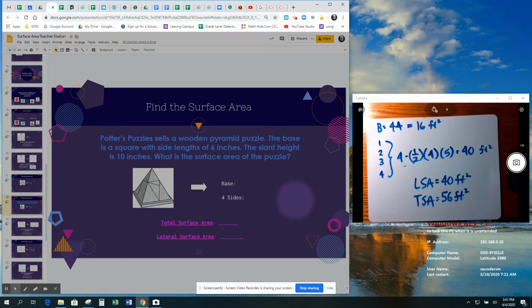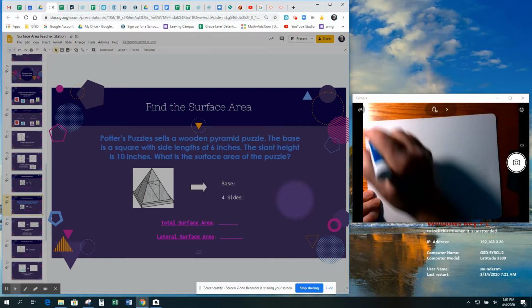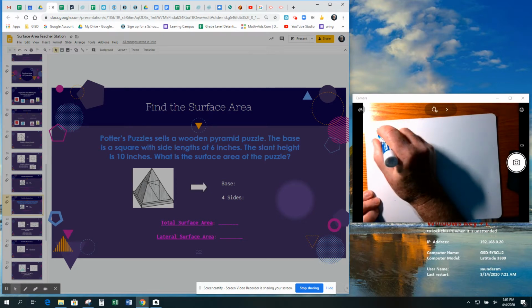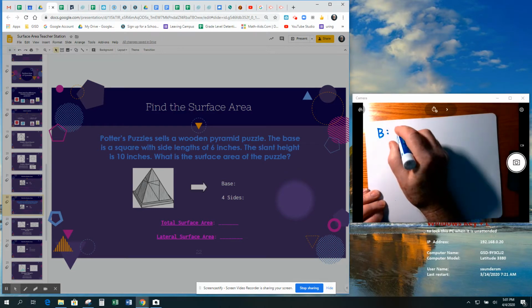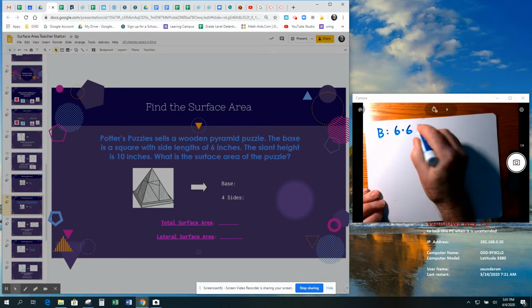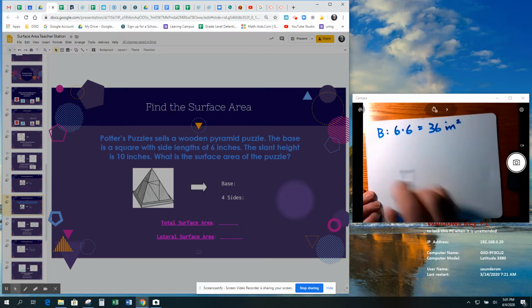Okay, here's a word problem version of a square pyramid. Peter's Puzzle sells a wooden pyramid puzzle. The base is a square with side lengths of 6 inches. So it's a square, and the sides are all going to be the same, and they're all going to be 6 since it's a square. So 6 times 6 is 36 inches squared. That's our base.